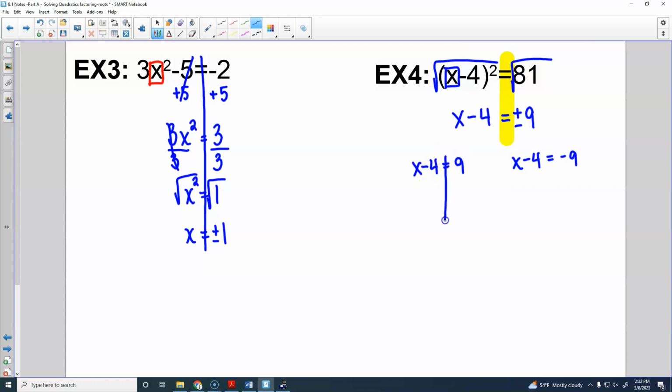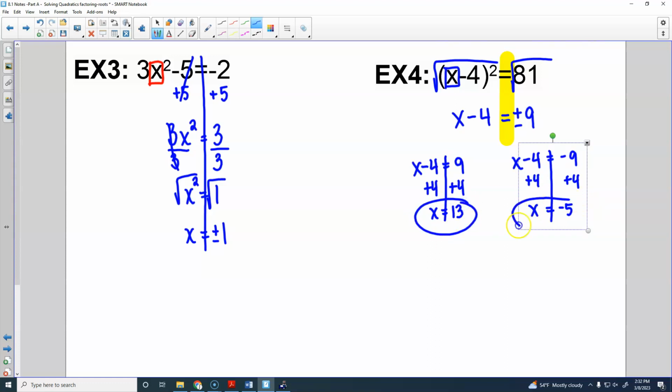So if I solve this one, the only thing I have to do is add a 4. So x would equal 13. If I solve this one, all I have to do is add a 4. I'll get x equals negative 5. So we've got two answers for this, but it's not just a plus or minus of the same number. X equals 13 and x equals negative 5.